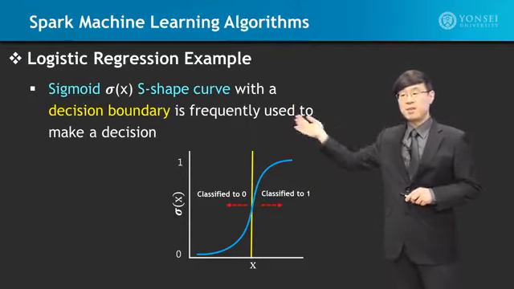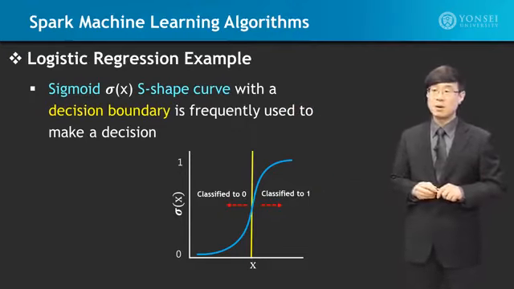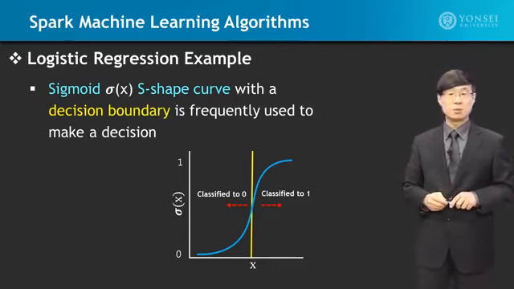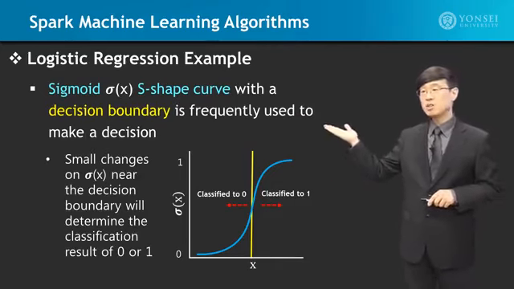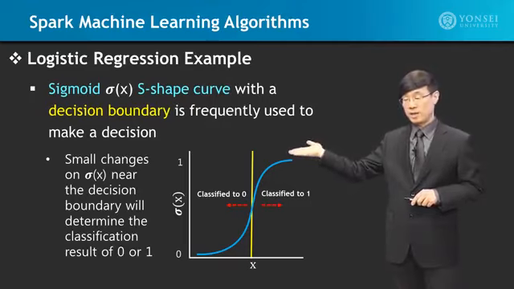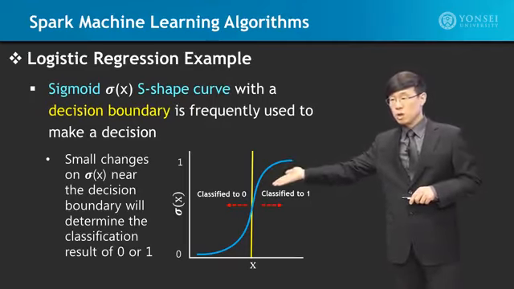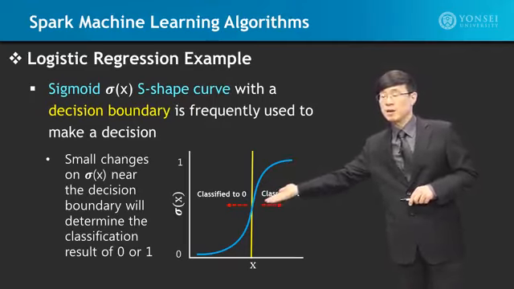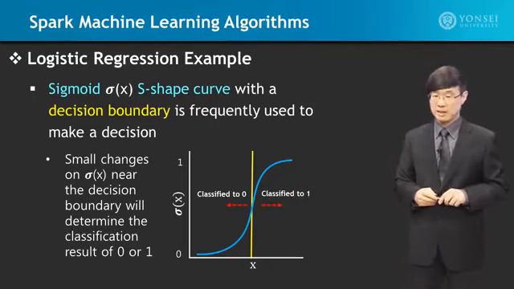Based on this, if it's on the left, it's classified to 0. If it's on the right, it's classified to 1. Small changes on this curve near the threshold will either go up or go down, and therefore it is sensitive in that area. And you can use it to make a decision.